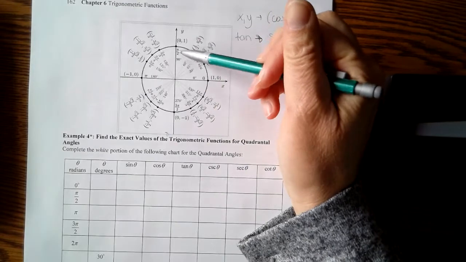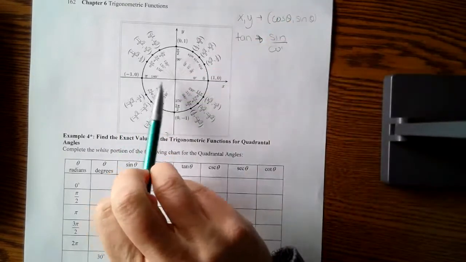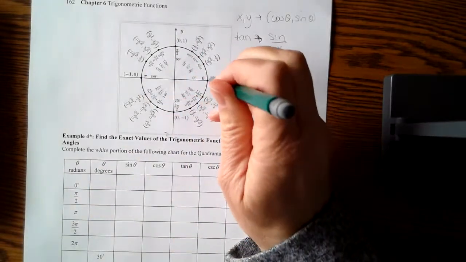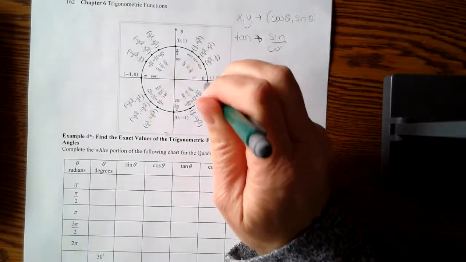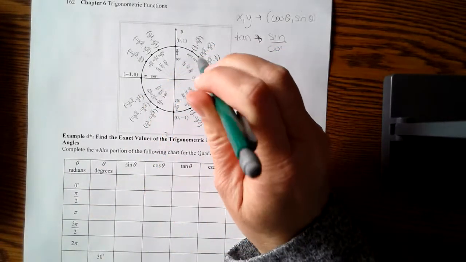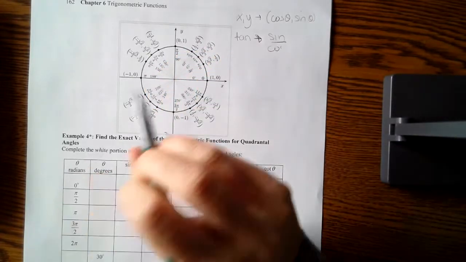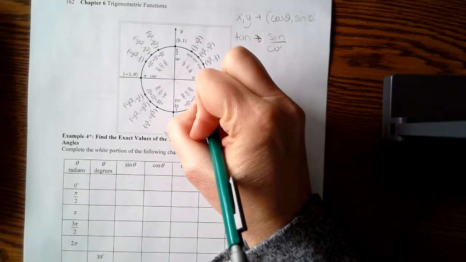If the point falls on the y-axis or the x-axis, it's called a quadrantal. And they're your big ones: 0, 90, 180, 270, 360, okay? Or 0, pi over 2, pi, 3 pi over 2, 2 pi. I should probably put 2 pi there because it's not on there.